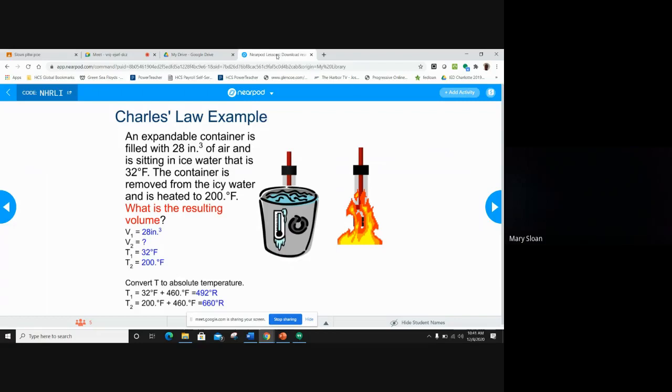So now what I need to do is just plug it in. So I have 28 inches cubed times 660 Rankine divided by 492 Rankine. All right. Eric, you do it and I'll do it and see what we get. What did you get, sir? 37.56.